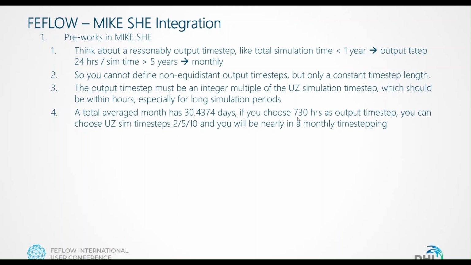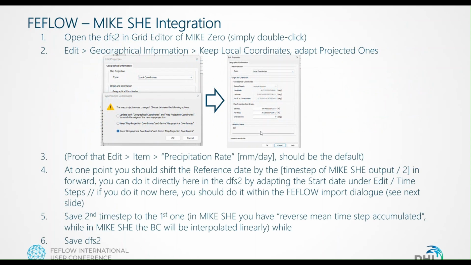Yeah, we normally choose here for monthly output time steps 730 hours. That aligns quite well with the time stepping in MIKE SHE. This one I told you already. If you have both, keep the geographical coordinates so that you have the meters here. You can read this one yourself.